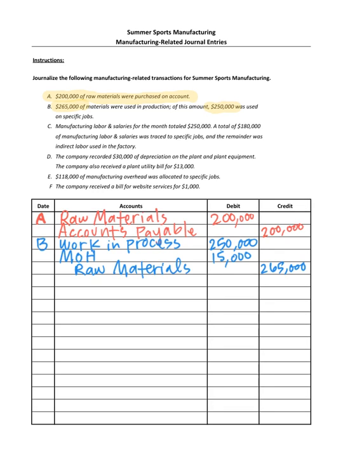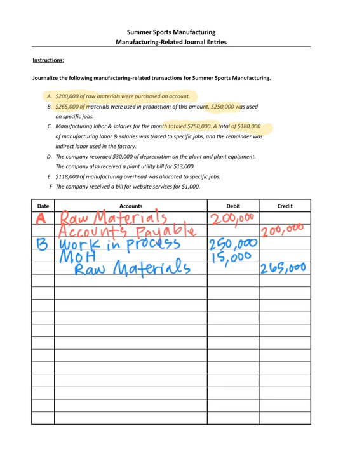Now let's look at our third entry, which has to do with salaries. So total labor and salaries was $250,000, total manufacturing labor. $180,000 was traced to specific jobs, and the remainder was indirect labor used in the factory. The amount that was traced to specific jobs, that's another way of saying it was direct labor.